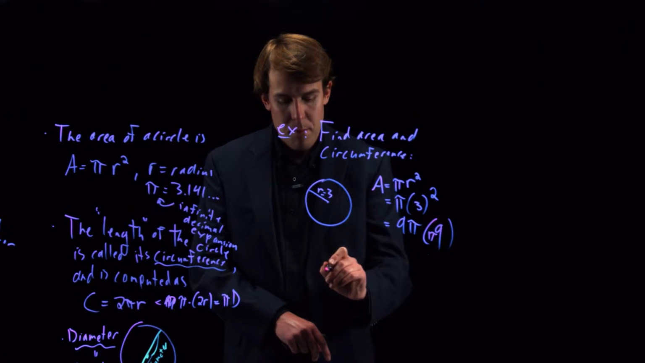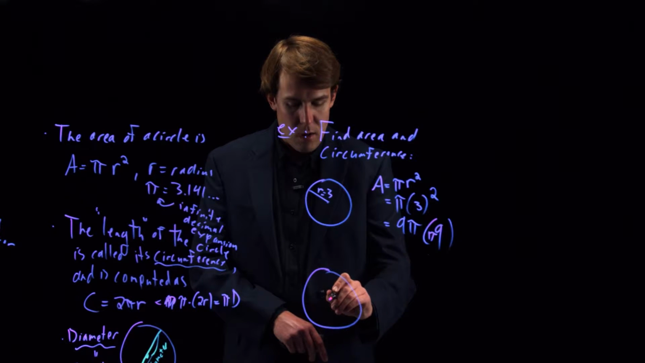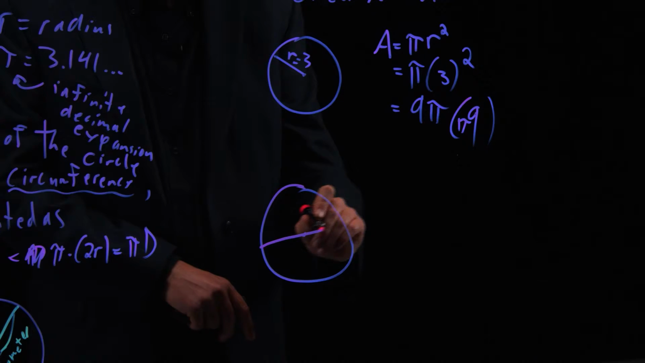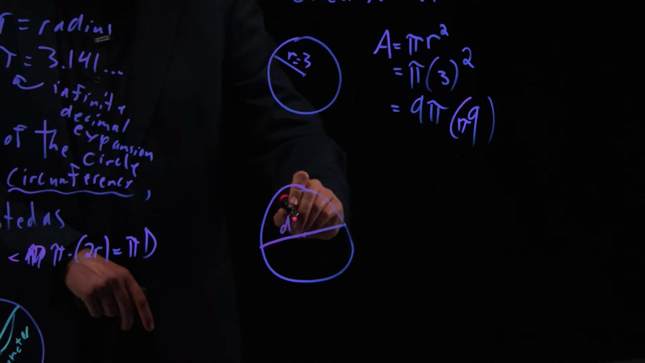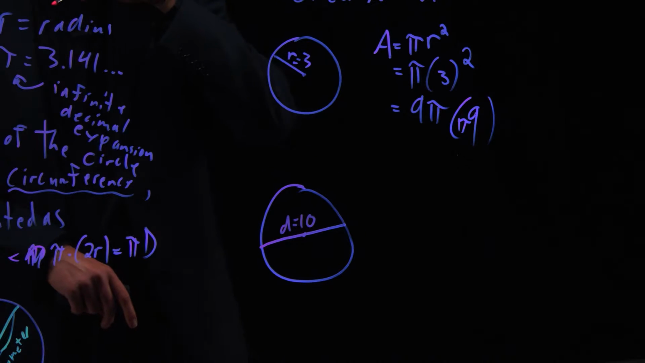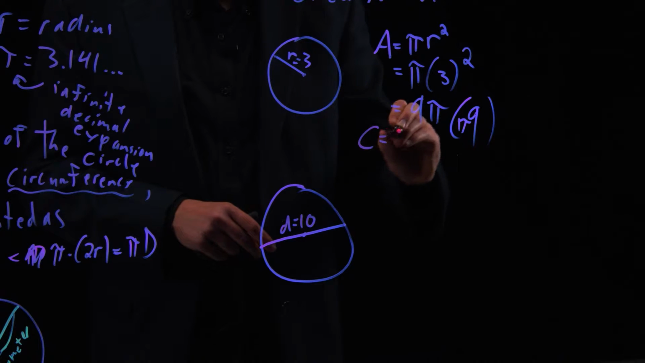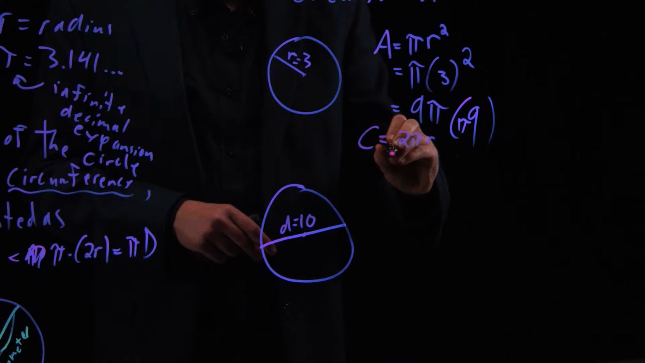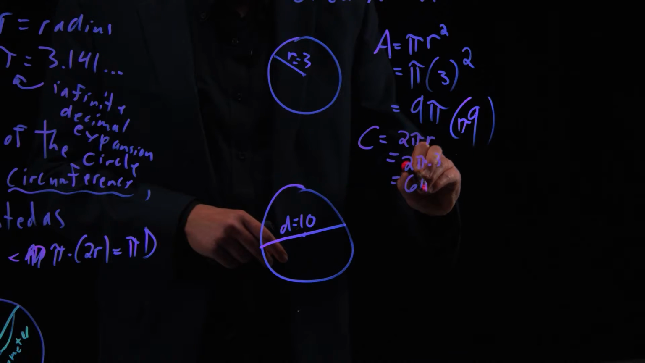Let's look at another example. All circles pretty much look the same, so you have to say what the radius or the diameter is. So here we'll be given the diameter. We'll say that d is equal to 10. Oh, I forgot to do the circumference here. And the circumference is 2 pi r, so in this case, 2 pi times 3, so 6 pi.